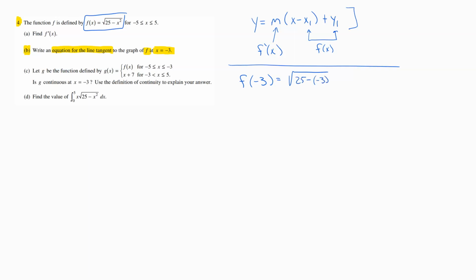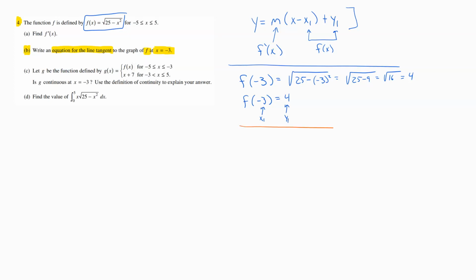So instead of x squared, I'll have -3 squared. That's going to give me the square root of 25 minus 9, which is the square root of 16, or 4. So what we know is that f of -3 is equal to 4. That'll be our x1, and that is our y1 right there.